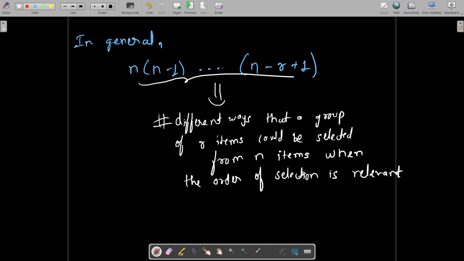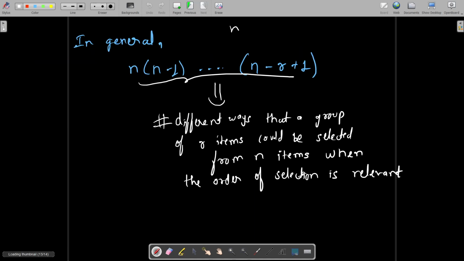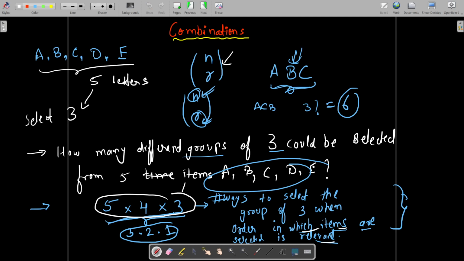This what I wrote here is nothing but this thing, 5 into 4 into 3. If you have n equals 5 and r equals 3, you will get the same. You will get 5 into 4, and what is r? r is 3, right? So it's 5 minus 3 is 2, and plus 1 is 3. So this multiplication is nothing but these things. I just wrote it in a generalized form.